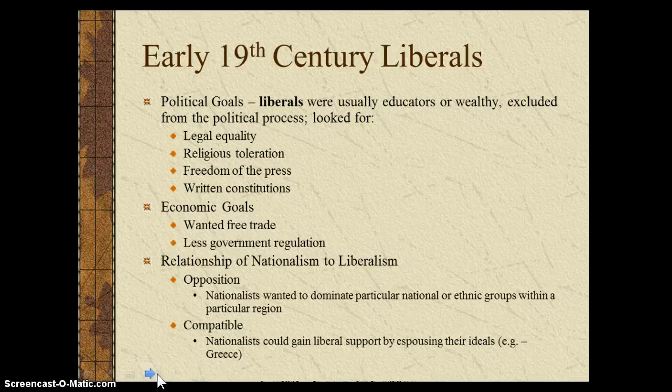Their economic goals wanted free trade, Adam Smith, less government regulation, Adam Smith. And their relationship of nationalism to liberalism. Opposition. Nationalists wanted to dominate a particular national or ethnic group within a particular region, and they're compatible in that nationalists sought to gain liberal support by espousing their ideals. For example, Greece, which will be coming up.